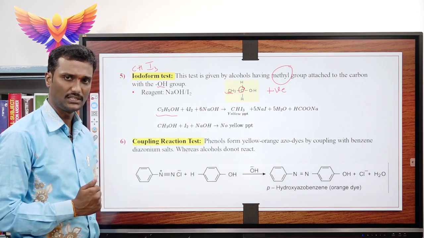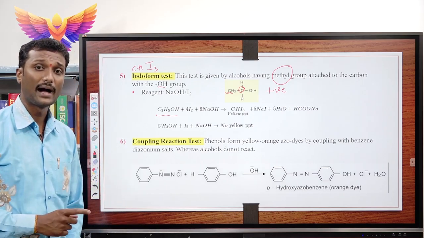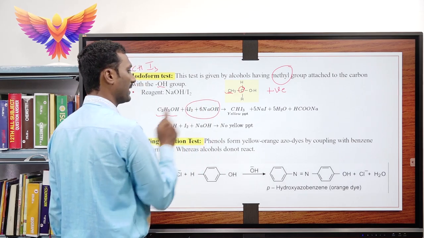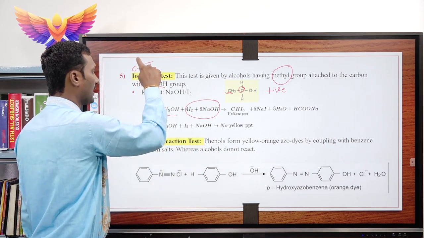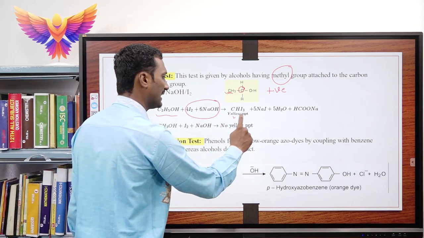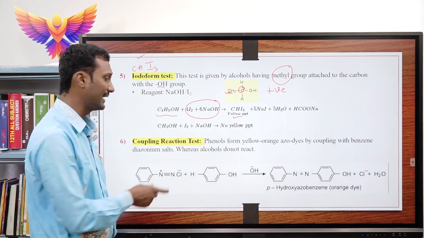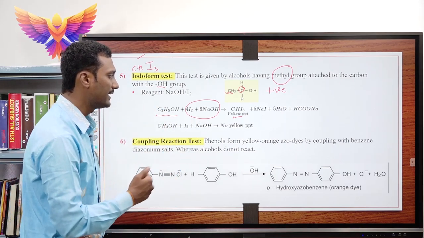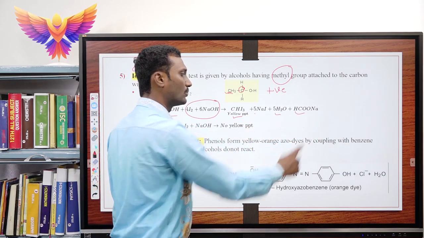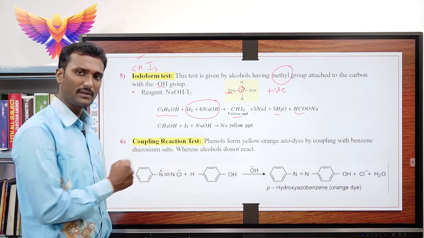Yes, it gives a positive result. So this ethanol reacts with iodine and sodium hydroxide. From this iodine and sodium hydroxide, only iodoform is obtained. So you can observe the iodoform is the yellow precipitate. So when a mixture of iodine and sodium hydroxide reacts with ethanol, it gives a yellow precipitate, sodium iodide and water and the sodium salt of carboxylic acid. So this is what the positive result.